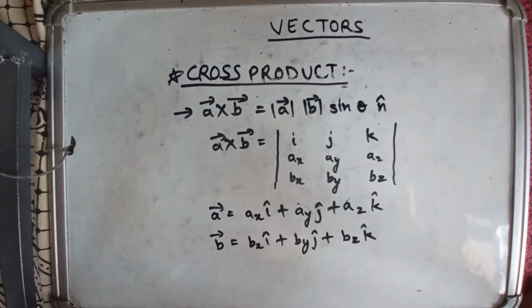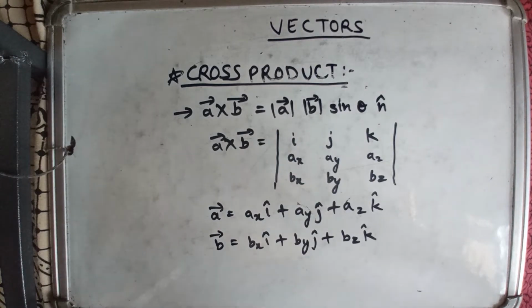We'll be using it further, and similarly A cross B will be in determinant form: I, J, K, Ax, Ay, Az, Bx, By, Bz, if vector A is given as Ax i cap plus Ay j cap plus Az k cap, and B is given as Bx i cap plus By j cap plus Bz k cap. So next we will be discussing their properties.